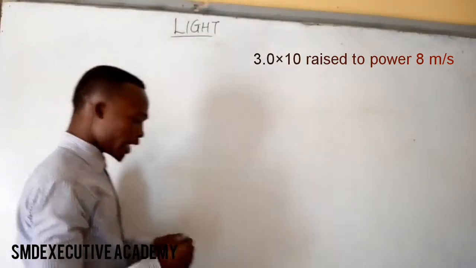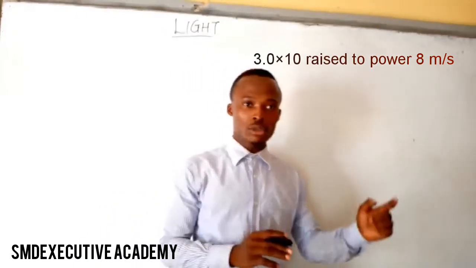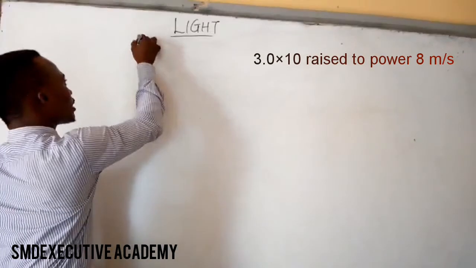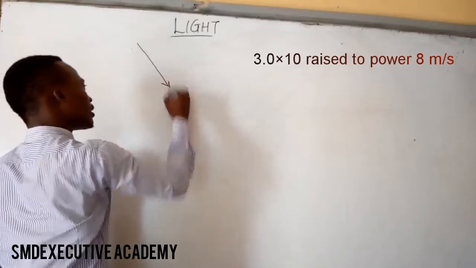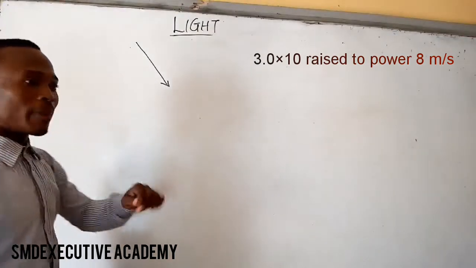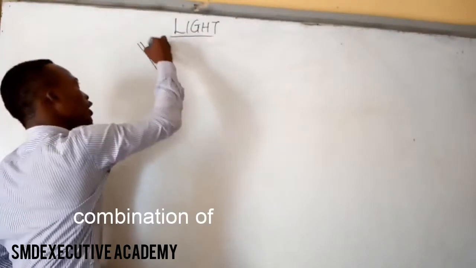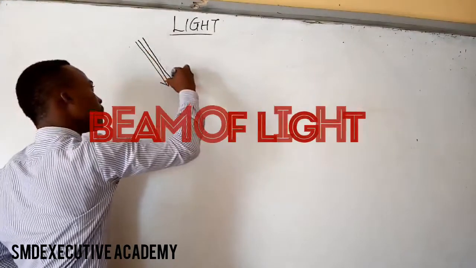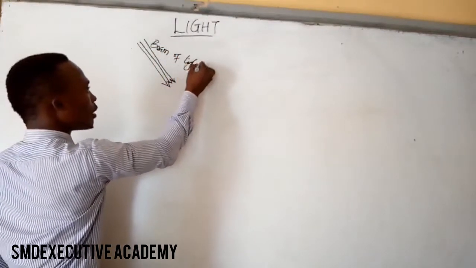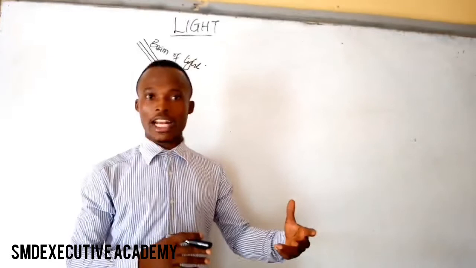A ray of light travels through a path. You understand? So, this is a ray of light. Light can continue to go as a single ray. This is a ray of light. That is the path at which light travels. Now, if we have a combination of rays of light, we call it a beam. This is the beam of light. The combination of rays of light is called the beam of light.